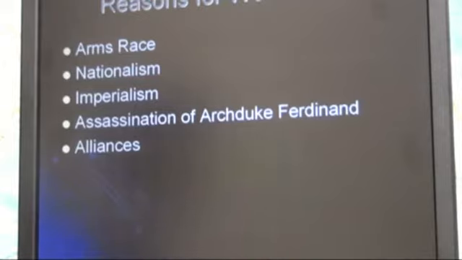Russia had an alliance with France, and then when Germany went to attack France, that drew in Belgium, and Belgium had an alliance with England. So England jumped in. So now instead of a one-on-one battle, you have 6 countries, and other countries just kept getting involved.